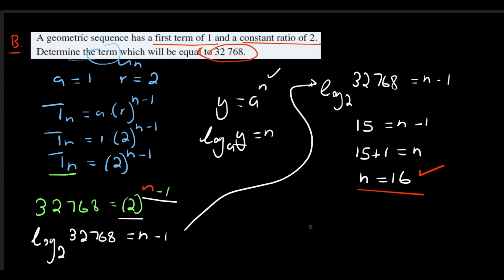If you want to confirm that, you can take n of 16 and substitute it back into the original equation by saying t16 is equal to 2 to the power of 16 minus 1, and you will see that it gives you the same answer, 32,768, which confirms that the answer of 16 is correct. And this is what I love about sequences. You can always verify or check your answer to make sure that you're banking all the marks in the exam.